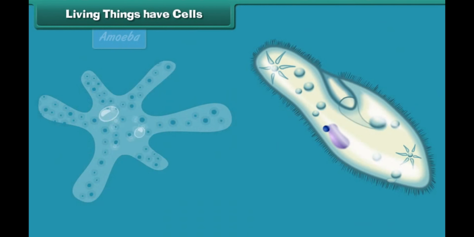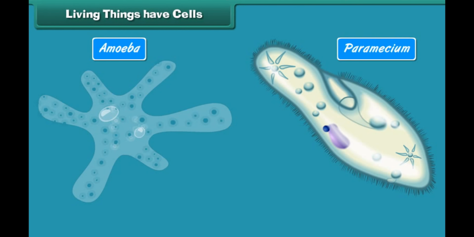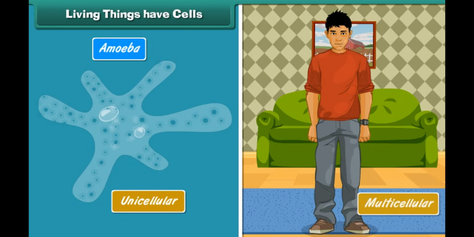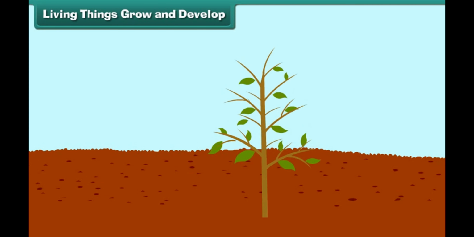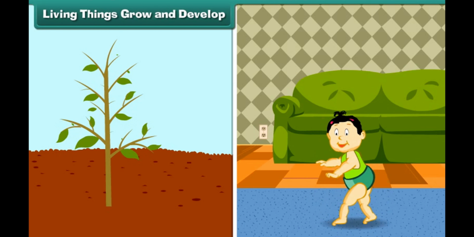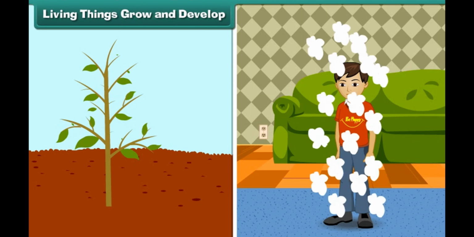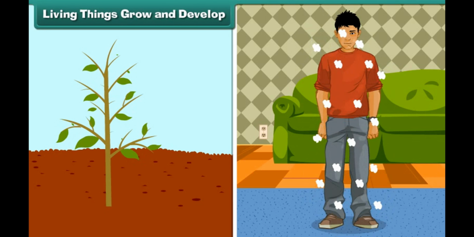Some living organisms like amoeba and paramecium are made up of only one cell; they are called unicellular. Organisms made up of many cells are called multicellular. Living things grow and develop. All organisms grow and develop. Growth results in an increase in size, weight, and synthesis of new protoplasm. In animals, growth is limited to a certain age, while plants grow all their life.